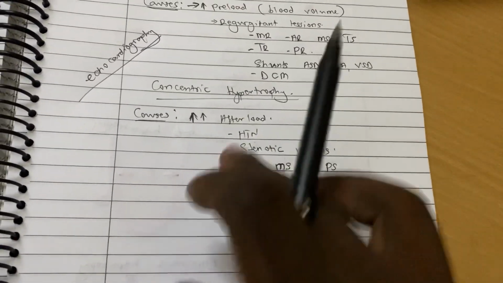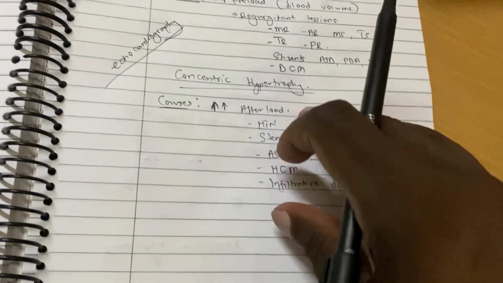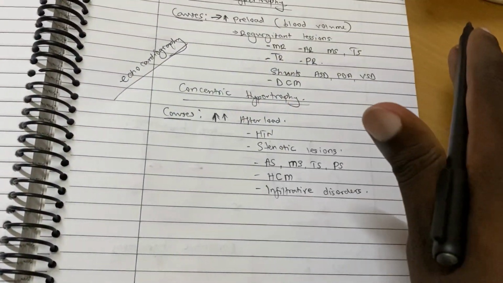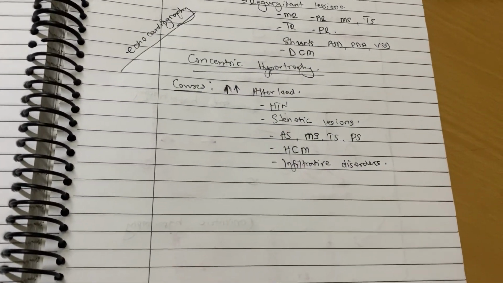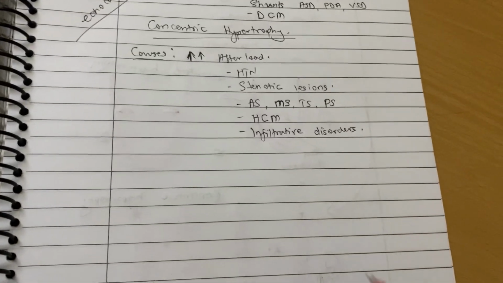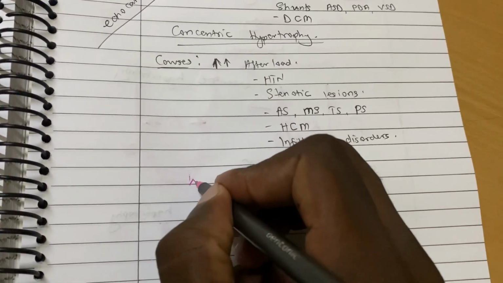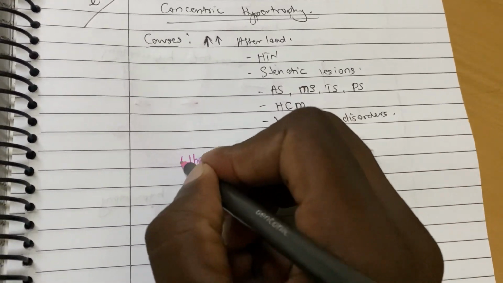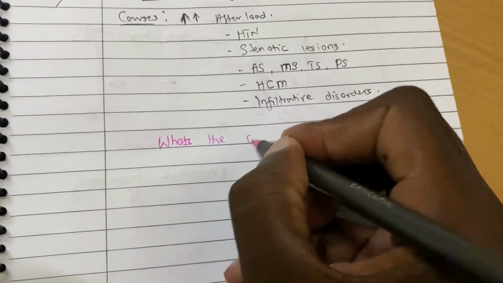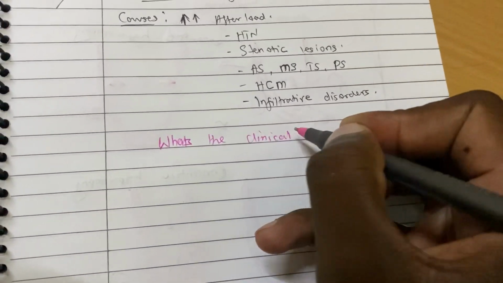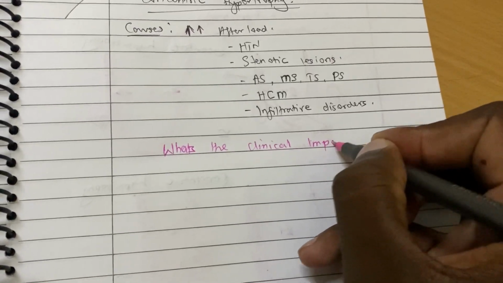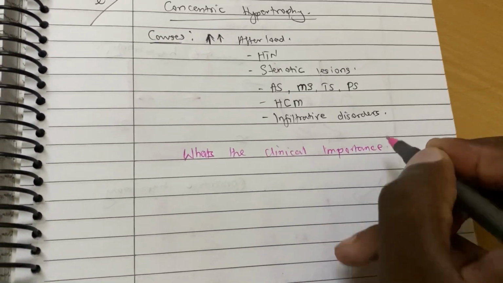So why are we concerned with these ones? What's wrong with having eccentric hypertrophy? What's the clinical importance?